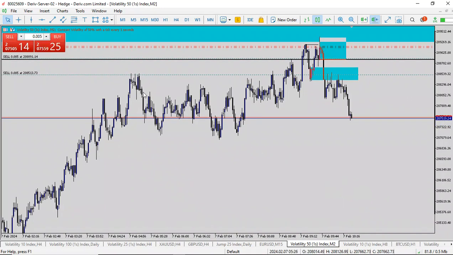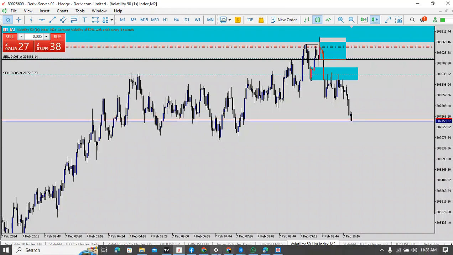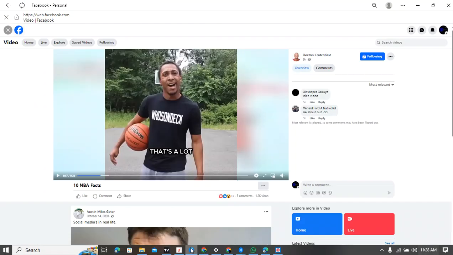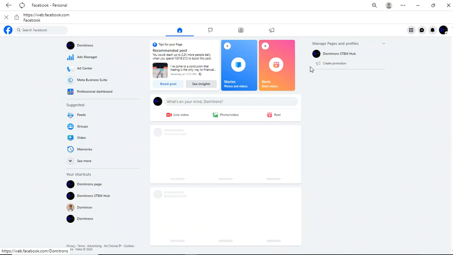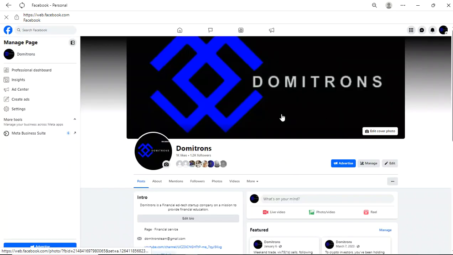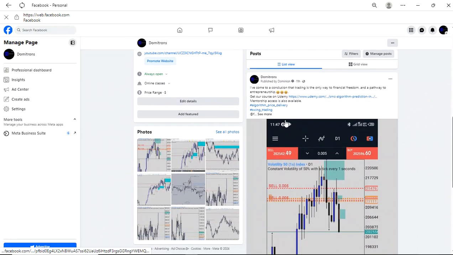So currently I'm taking a trade on Vix 51s, live account right here. You can actually see it right there. So from the post I recently did on Facebook, I've had the trade since I guess 3 days ago right here.